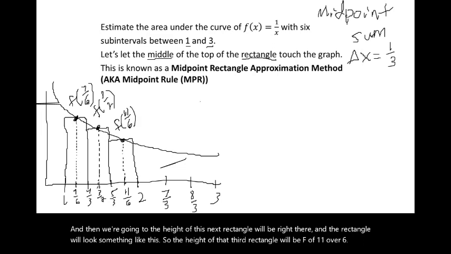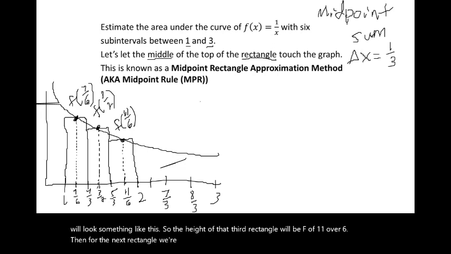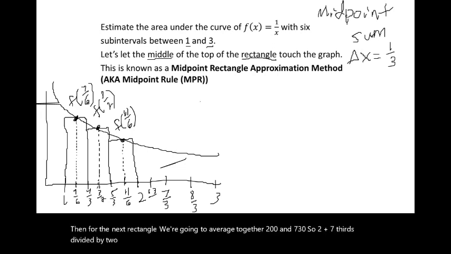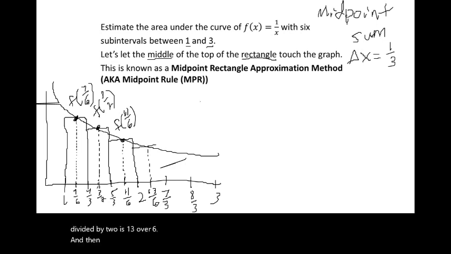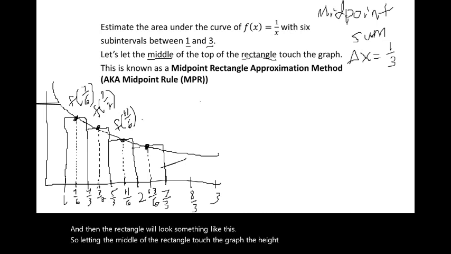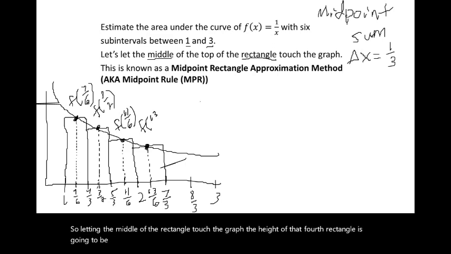Then for the next rectangle, we're going to average together 2 and 7/3. So 2 plus 7/3 divided by 2 is 13/6. And then the rectangle will look something like this. So letting the middle of the rectangle touch the graph, the height of that fourth rectangle is going to be f of 13/6.